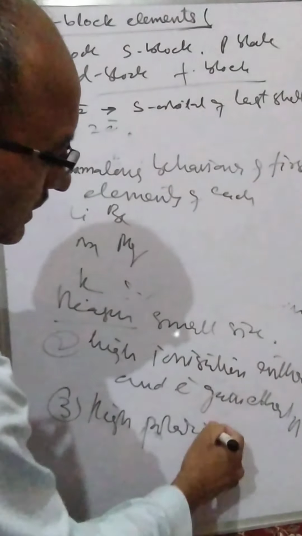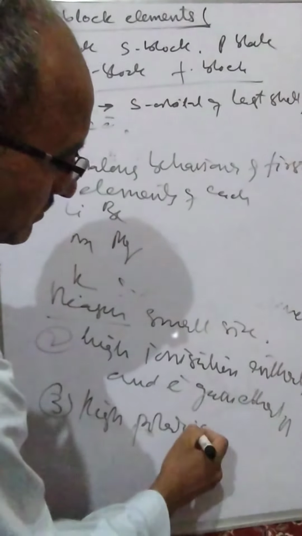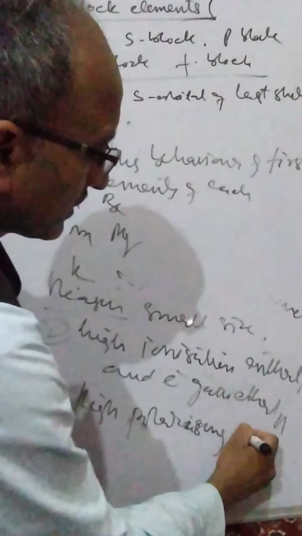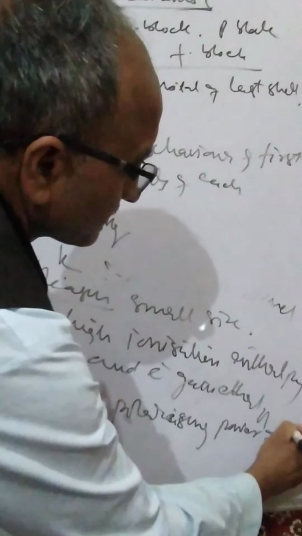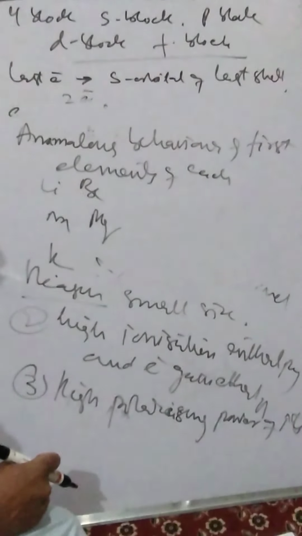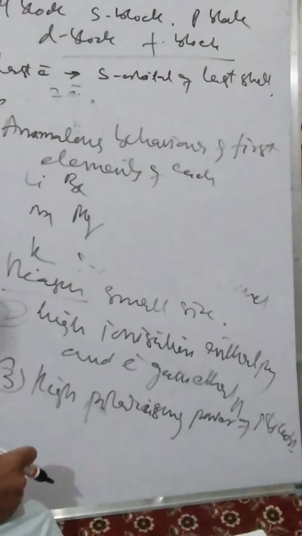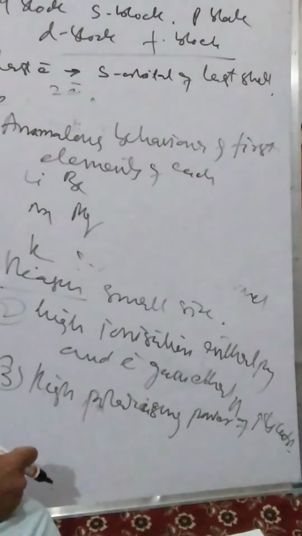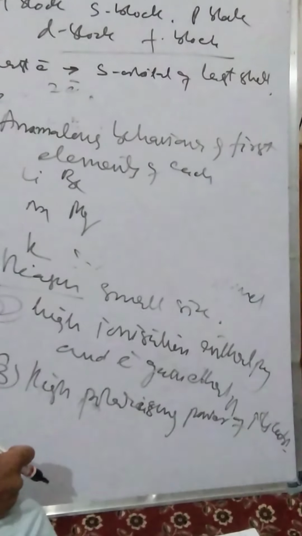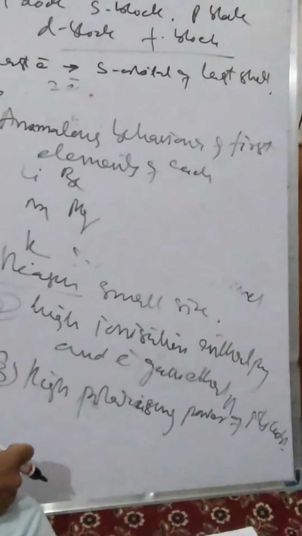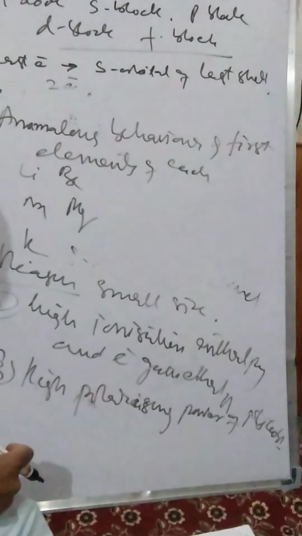Then we have the high polarizing power of its cation. Since their cations are very small, they have high ionization enthalpies and a high polarizing effect. Polarizing effect means they have the power to attract the electron cloud of other combined atoms. So that impacts their properties, and this also contributes to their properties being different from other elements.